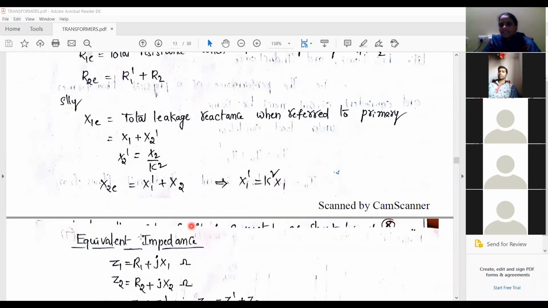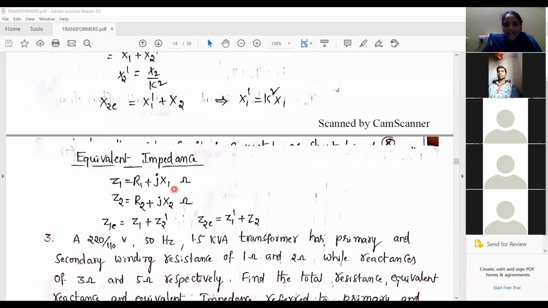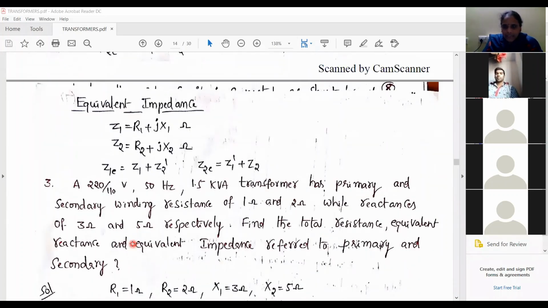Okay. What is my impedance? Total impedance is Z1 equal to R1 plus jX1, and impedance Z2 is equal to R2 plus jX2. Is it clear? Z is equal to R plus jX. That we have already discussed in the second unit. Yes, ma'am.